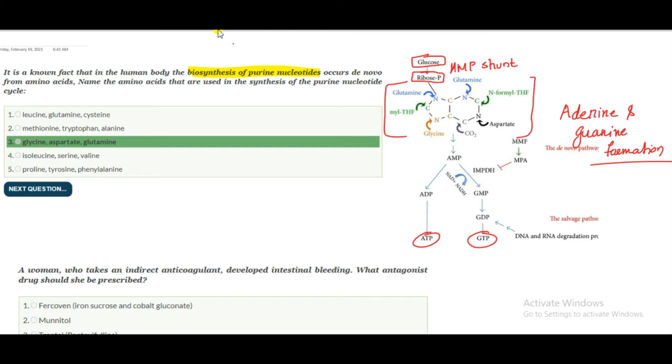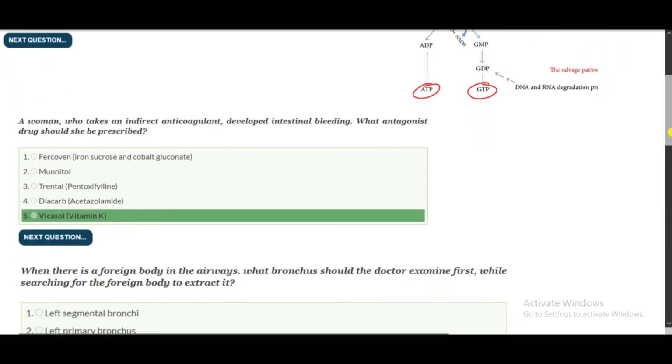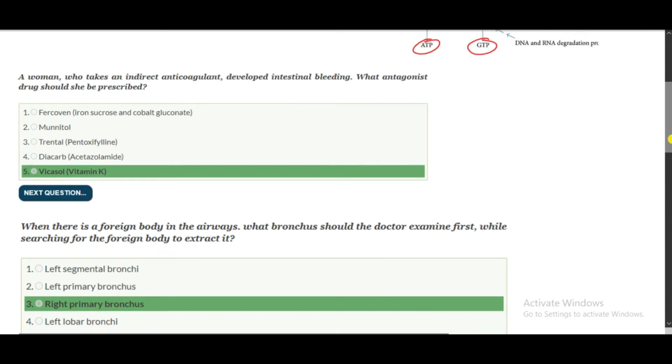In the DNA we can see the pentose sugar, and you can see 4 nitrogens in the ring of an intermediate species. The 2 nitrogens are coming from the amino acid glutamine, one is from glycine, and another one is from aspartate. So the question asks to name the amino acids used in the synthesis of purine nucleotides. That is glycine, aspartate, and glutamine. You can see here, right?